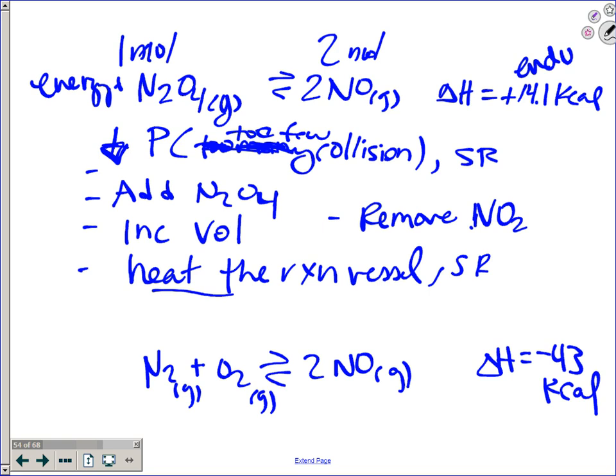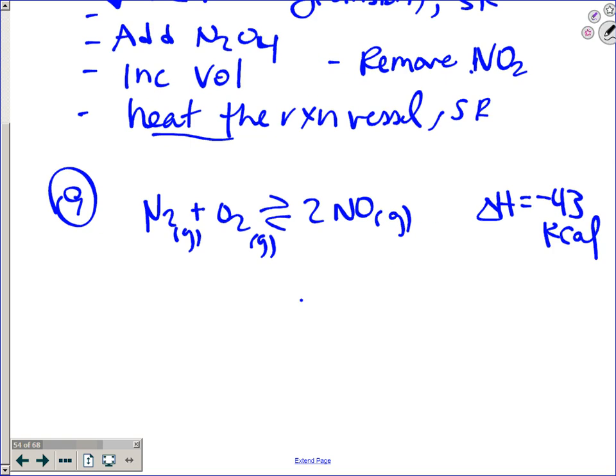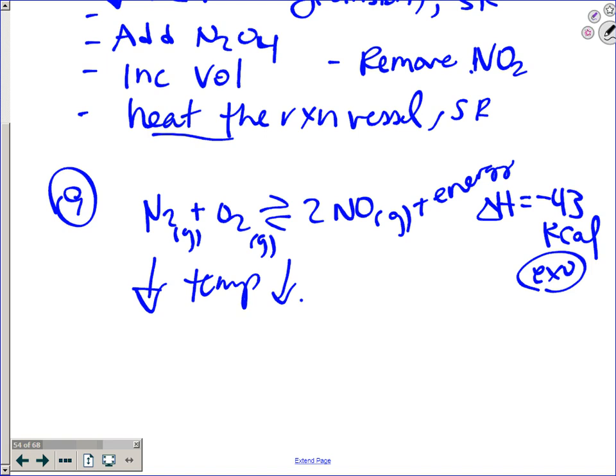The second one, this was number 8. Number 9. Alexia, how would I cause a shift right? Because again, this one still said products. Yes, for this one, because this is exo, right? So where is energy listed here, guys? On the products, so I'm going to say plus energy. So if she decreases temperature or decreases energy, it's going to be a deficiency on the product side, so that will cause a shift right.